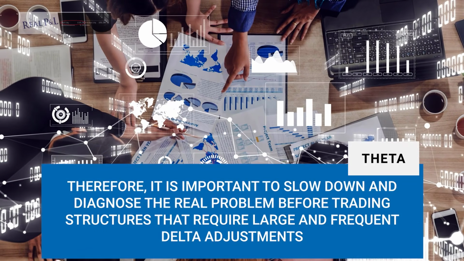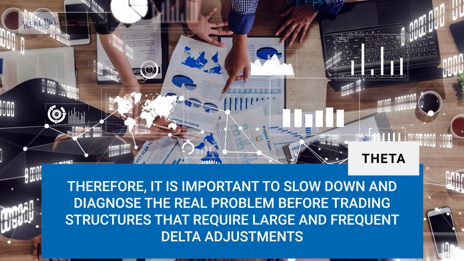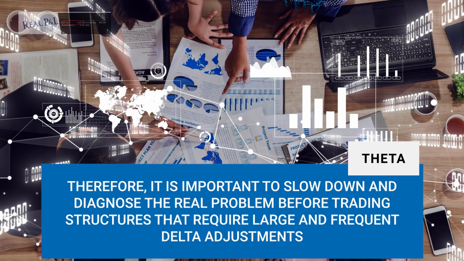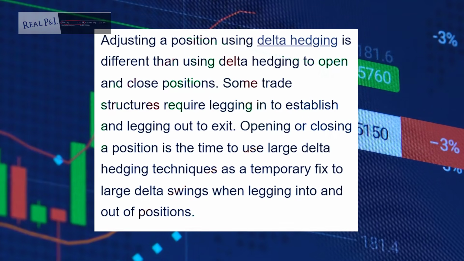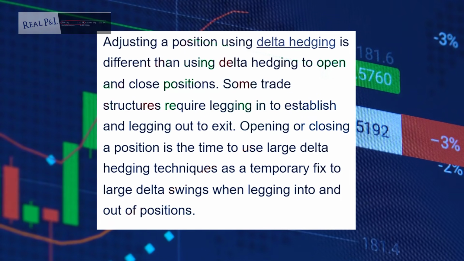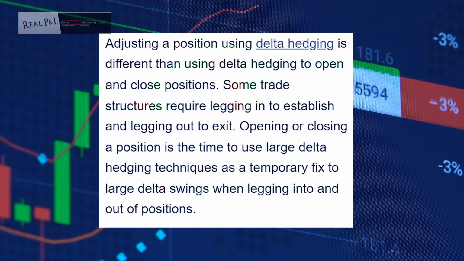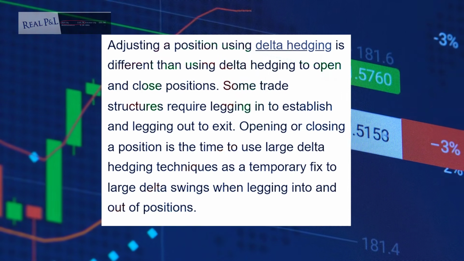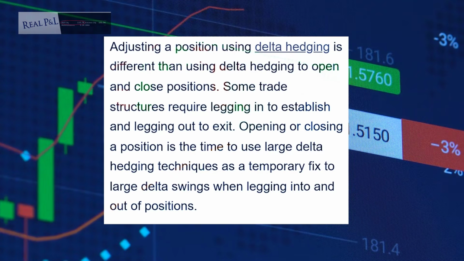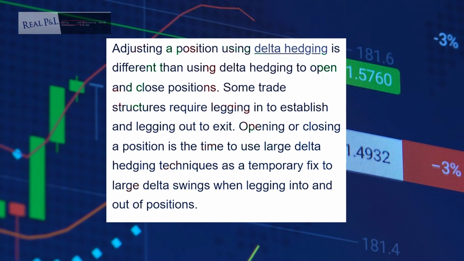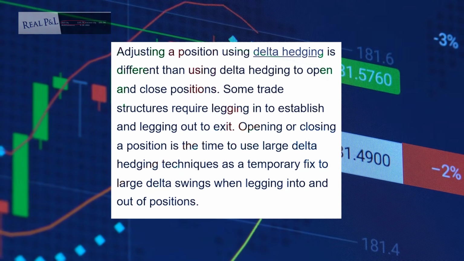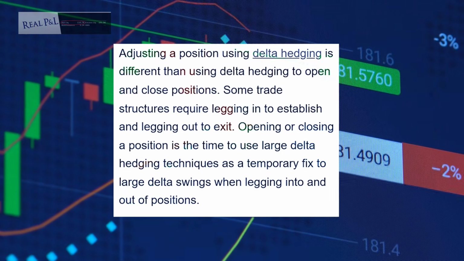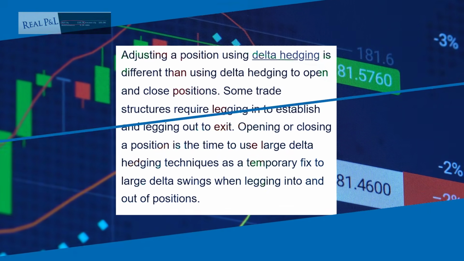Therefore, it's important to slow down and diagnose the real problem before trading structures that require large and frequent delta adjustments. Adjusting a position using delta hedging is different than using delta hedging to open and close positions. Some trade structures require legging in to establish and legging out to exit. Opening or closing a position is the time to use large delta hedging techniques as a temporary fix to large delta swings when legging into and out of positions.